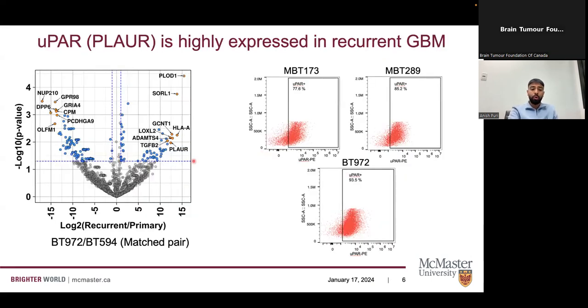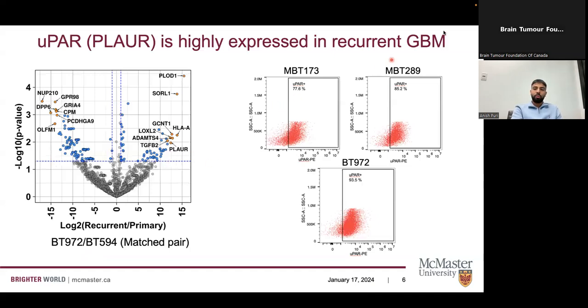So through whole cell proteomics, done in collaboration with the lab of Dr. Thomas Kisslinger, using the cell lines that I showed on the past slide, what we saw was when you compare the proteomic profile of BT972 and BT594, there's this gene which codes for a protein called uPAR, which is highly expressed in the recurrent disease. And it's highly differentially expressed in comparison to the primary.